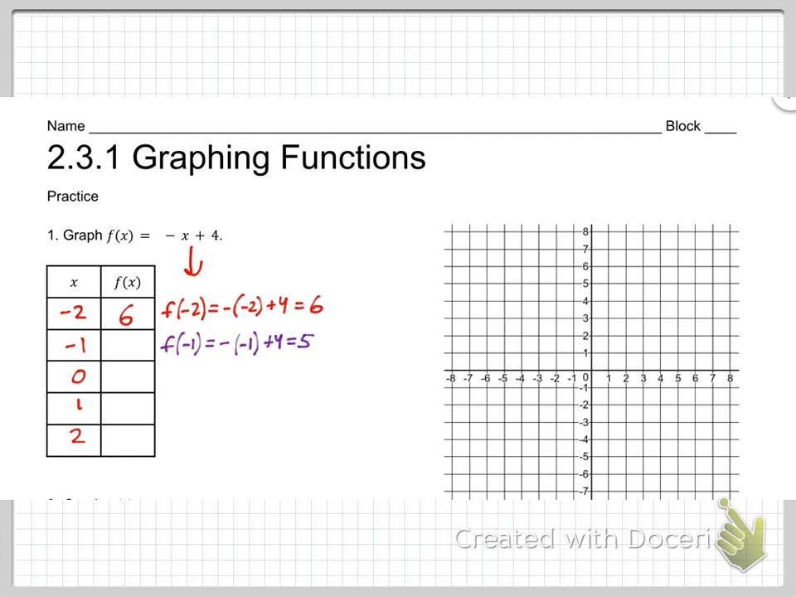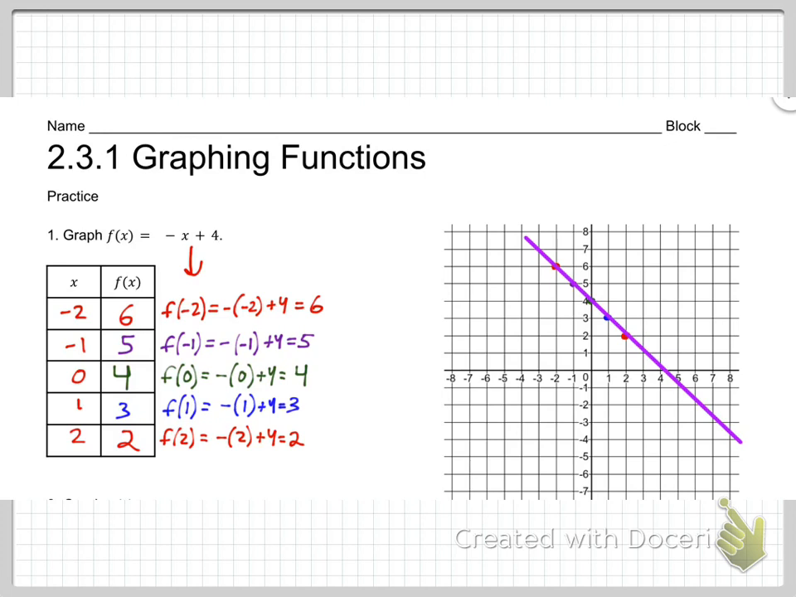We're going to do the same thing for each other one. Plug in -1, you get 5. Plug in 0, you get 4. Plug in 1, you get 3. Plug in 2, you get 2. So I'm going to plot those points. Notice they should make a line because I know that equation is linear. So we have that straight line.